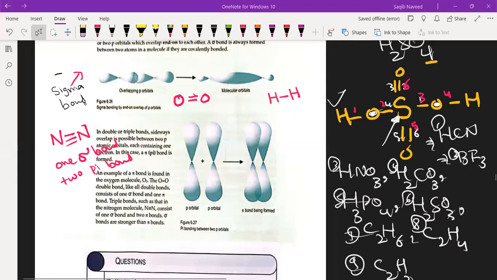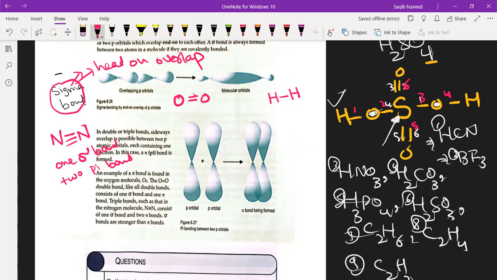Okay. Sigma bond is formed due to head-on overlap. This is the bond which will be formed first. ठीक है, due to head-on and linear overlap, ये सबसे पहले बनेगा.